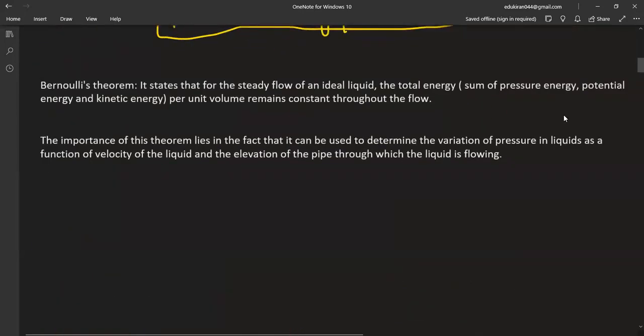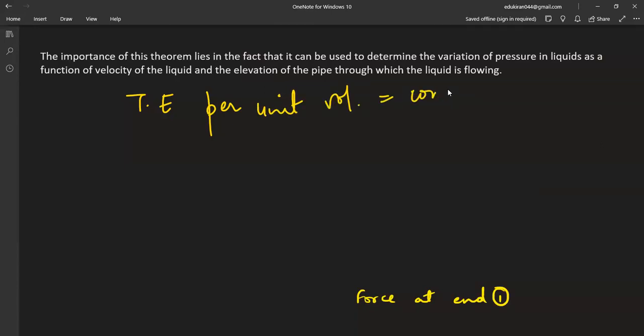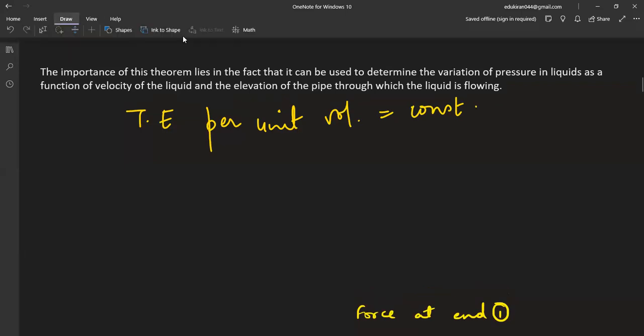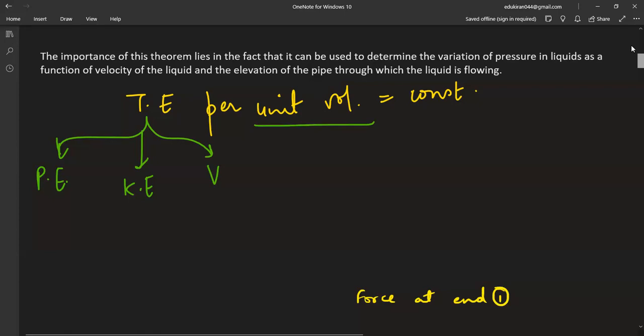What is the meaning of Bernoulli's theorem? What is Bernoulli's theorem? Bernoulli's theorem basically says that, first understand, then you can write it down. It says that total energy per unit volume will always remain constant. What is meant by total energy? You have three energies which come under total energy. Which energies have we studied right now? Potential energy, kinetic energy, and the pressure energy, which we denote by P. These three energies, per unit volume.